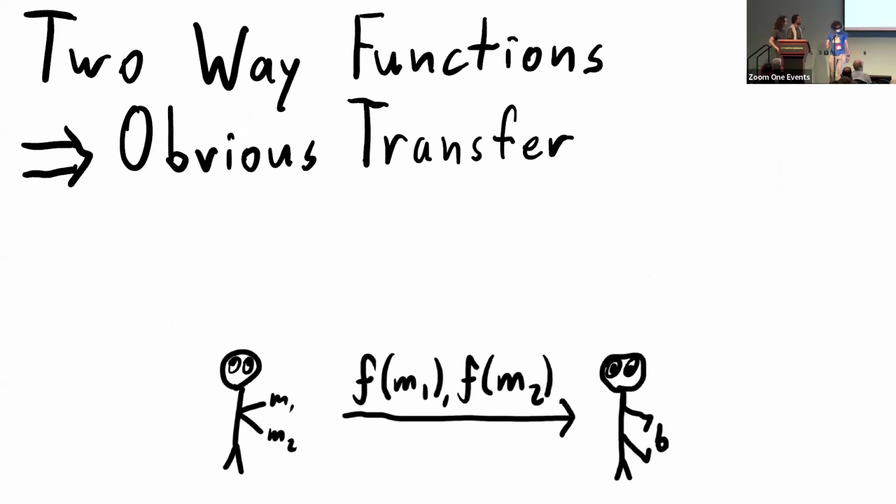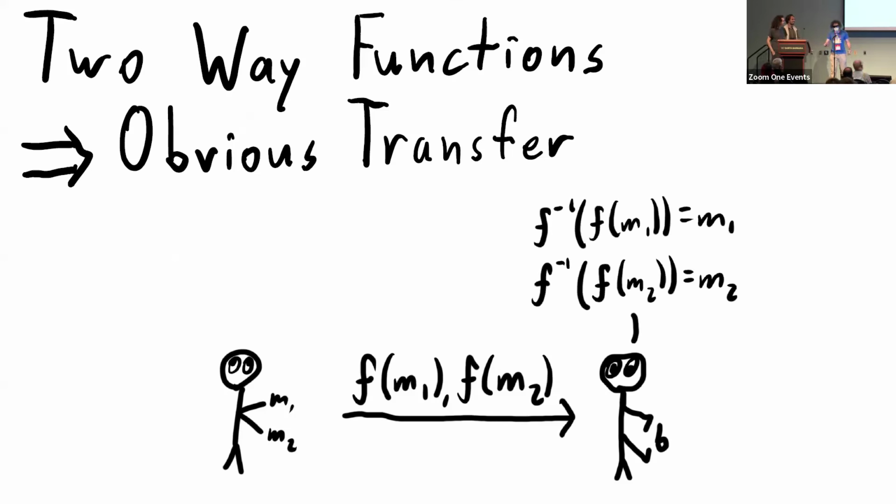And with 2-way functions, we can build oblivious transfer as follows. Bob no longer needs to send a random bit to Alice. Instead, Alice can send f of M1 and f of M2, where f is a 2-way function. And using the properties of 2-way functions, Bob can compute the inverse to recover M1 and M2. We've now gotten oblivious transfer in a single round of communication.